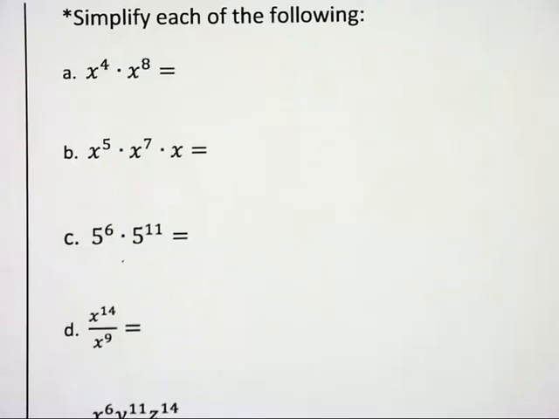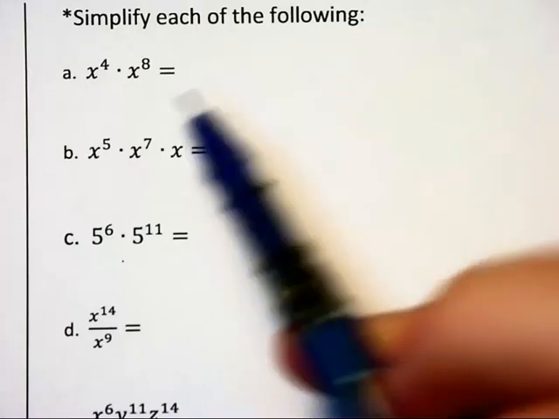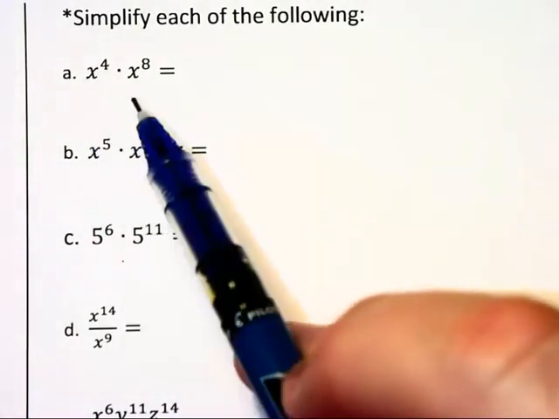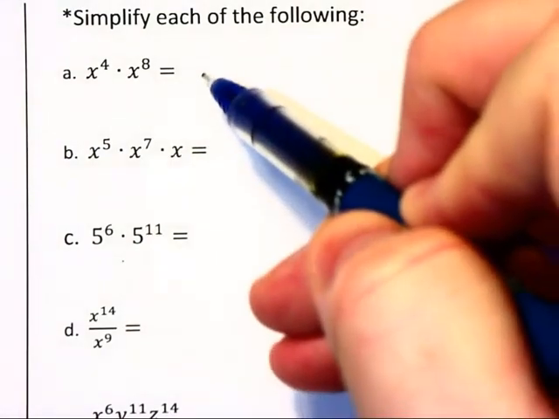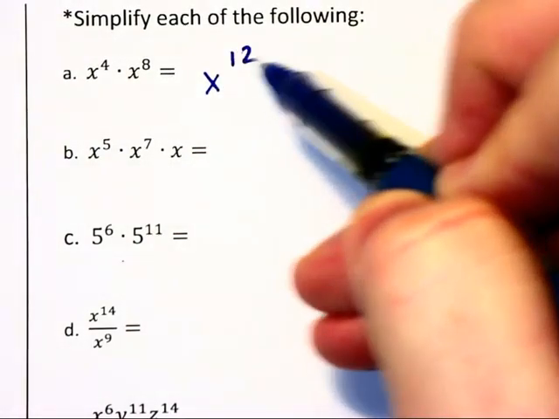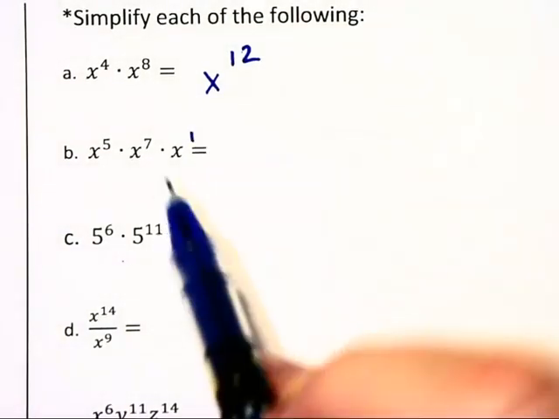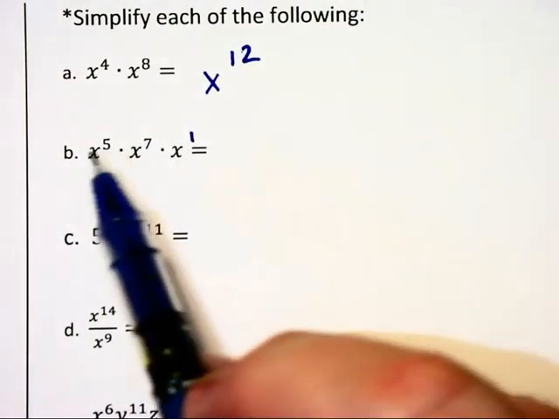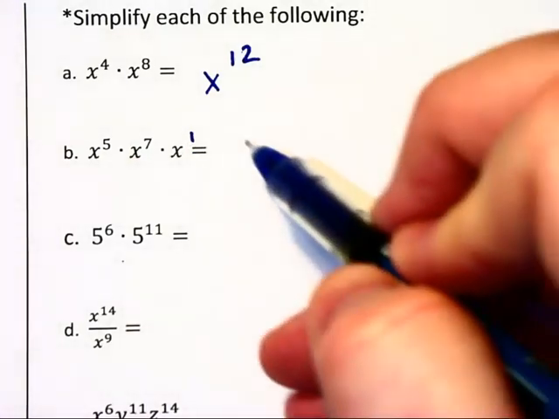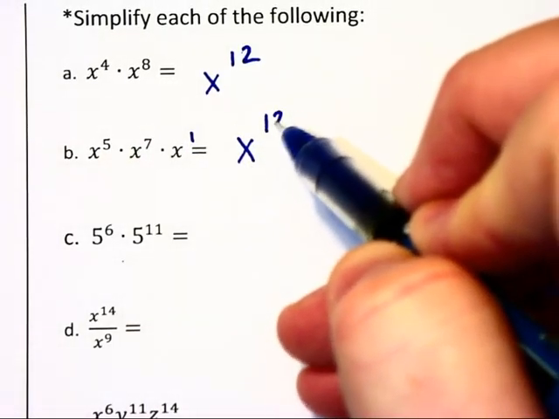Now let's apply these properties of exponents very quickly to simplify each of the following. In problem A, we have the same base, so we can add exponents and have x to the 12th. In problem B, there is no power on that third x, but I can understand it to be 1, so 5 plus 7 plus 1 is 13, and we will have x to the 13th.